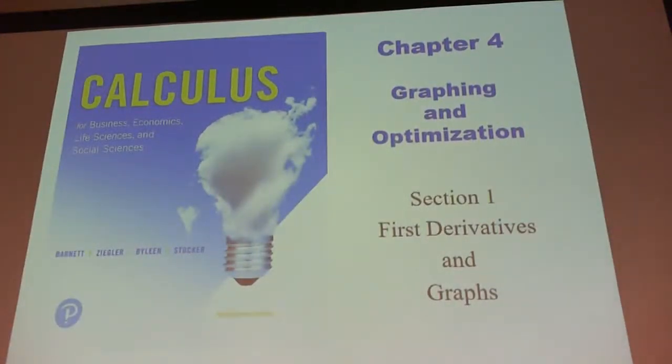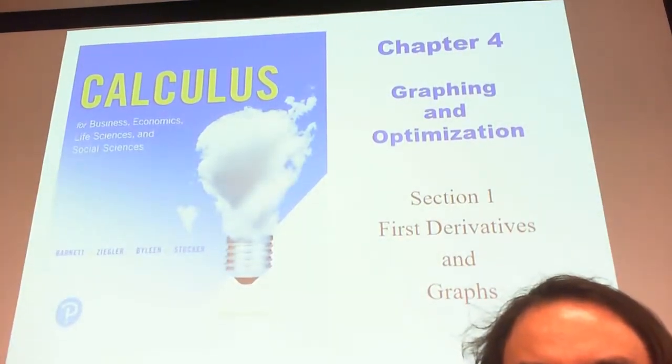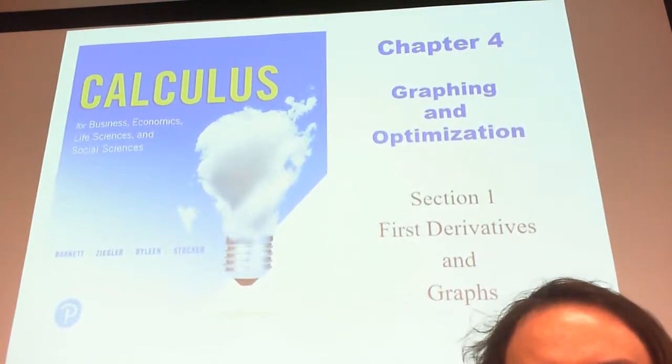So we're going to start chapter 4. Chapter 4 is graphing and optimization. Section 1 talks about first derivatives and graphs. We already talked about how to do derivatives. Hopefully we're totally good with that. We understand what derivatives are, how to take them, all those wonderful things.